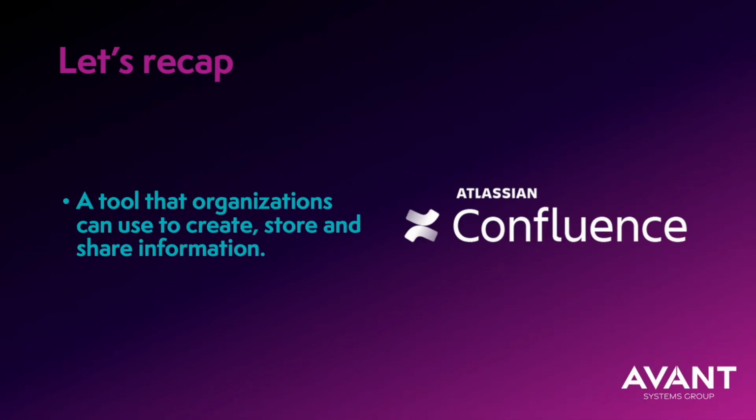Let's recap what we've learned so far. Confluence is a tool that organizations can use to create, store, and share information. It's a visual workspace that can be used by people and teams to manage many different kinds of work together in a central location. Confluence consists of pages, which hold different kinds of information like meeting notes, project outlines, or other information, and spaces, which keep related pages together so they stay well organized and easy to find by everyone.